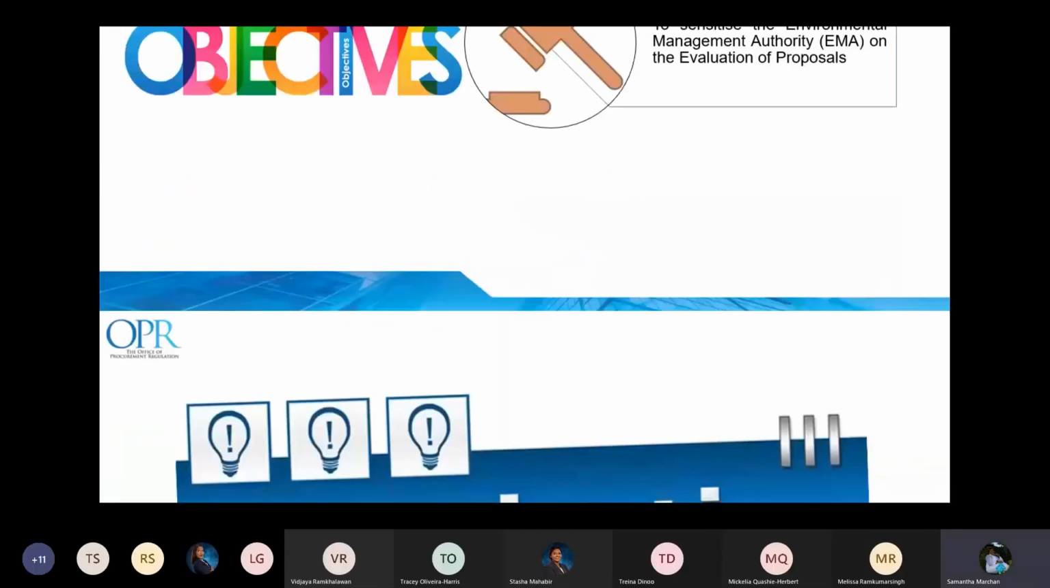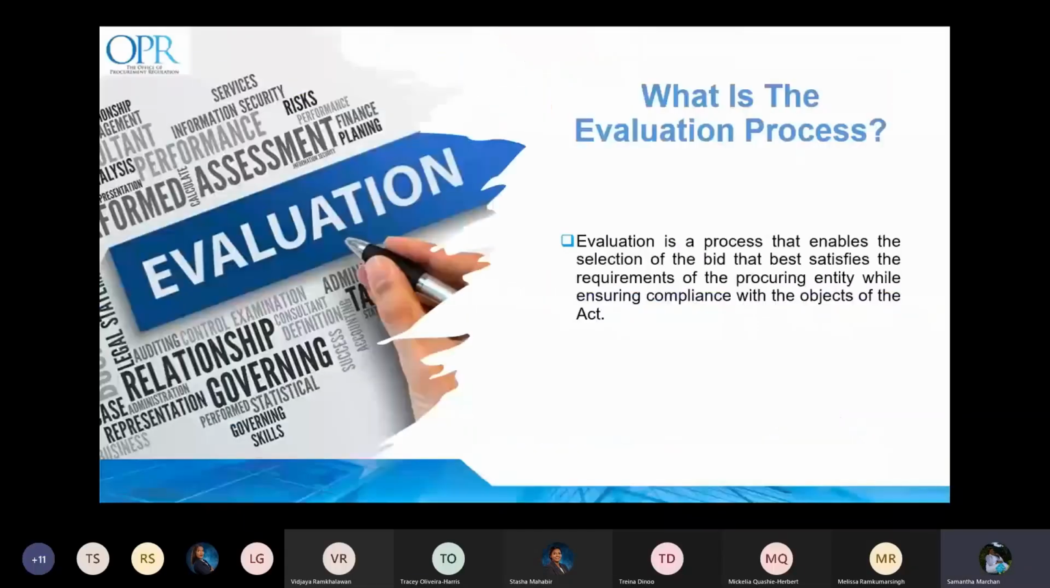selection of the bid that best satisfies the requirements of the procuring entity while ensuring compliance with the objects of the Act. As such, the result of the evaluation process depends on the public procurement method and procedures applied to determine the selected bidder that will be recommended for negotiations and/or contract award. For more information on methods and procedures, see the General Guidelines, Procurement Methods and Procedures under the Resource Center tab of the OPR's website.